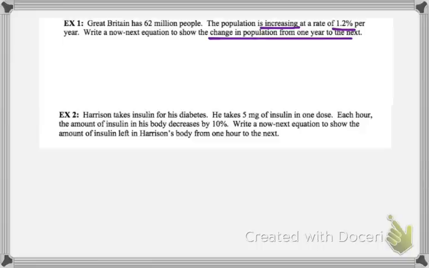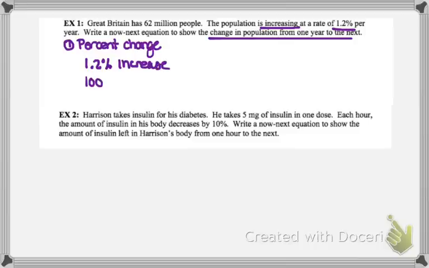So what I do here is the very first thing I do is I identify my percent change. And here I see it's an increase of 1.2%. So an increase means that I would add it to 100%. So I take 100% plus 1.2% and I get 101.2%. Then the next thing we do is we convert our percent to a decimal so that I can use it.